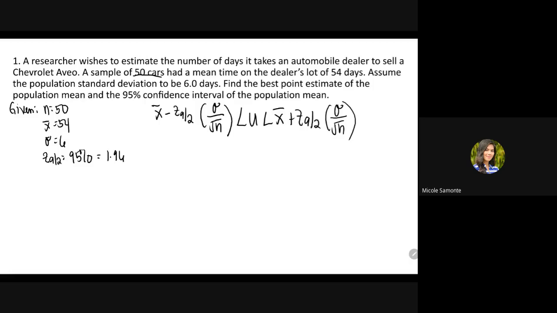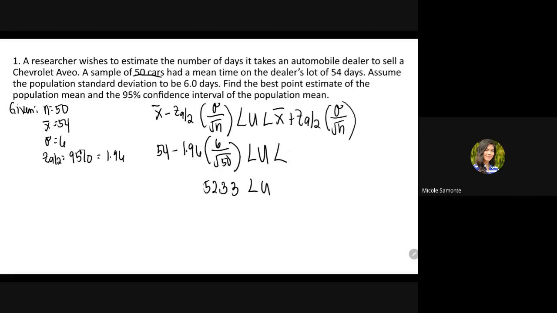Yung ating sample mean ay 54. Ang Z alpha over 2 ay 1.96. 6 ito over the square root of 50. Yan muna i-compute natin. May calculator ba kayo? Pa-compute. Yung 54 minus 1.96, isang computan ha, times 6 over square root of 50. Sino ang may calculator? Ang lalabas dyan ay 52.33.